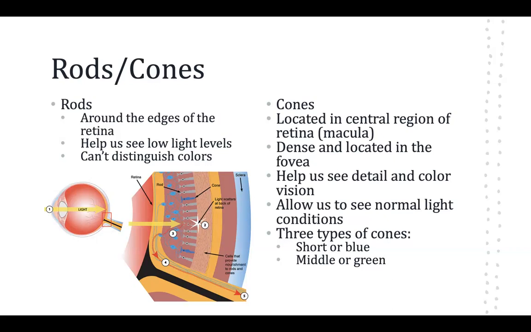Cones, on the other hand, are located in the central region of the retina or the macula, and these are dense and located in the fovea. They help us to see detailed and colored vision. So being able to see even this picture on our screen is due to those cones. They allow us to see normal light conditions, and there are different types of cones.